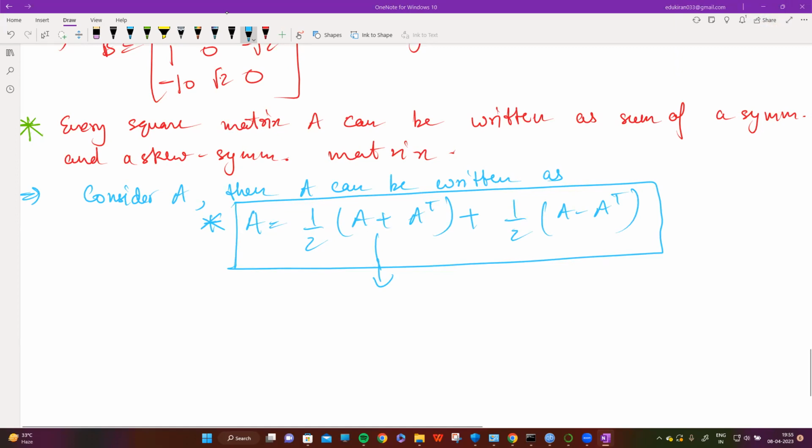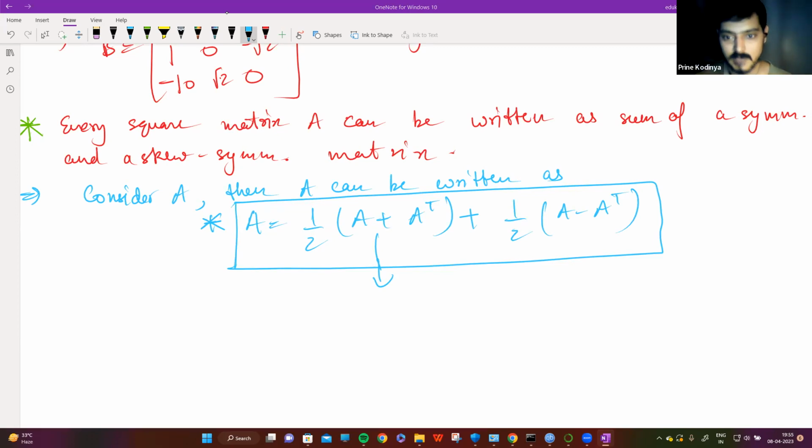So this A can be written as half of A plus A transpose and half of A minus A transpose. So this half of A plus A transpose would be symmetric, and this would be skew symmetric. Now let's understand how this is symmetric. How did we know that A plus A transpose is symmetric? If a matrix is symmetric, we can check that by taking the transpose of it. So let's say I'm saying that A plus A transpose is symmetric.